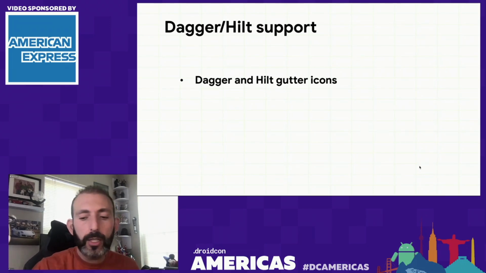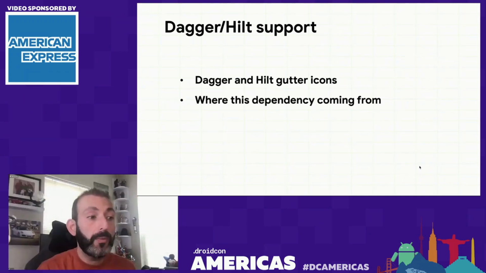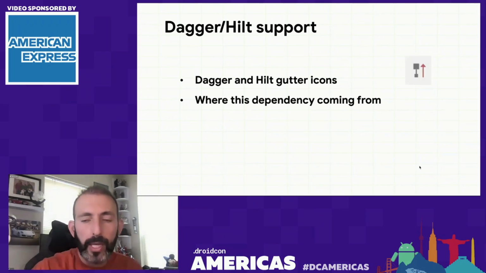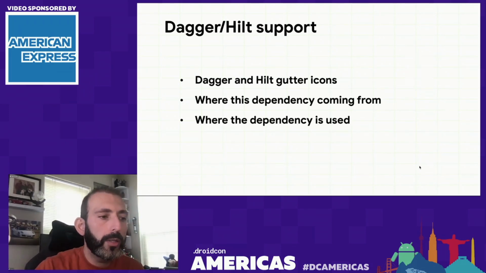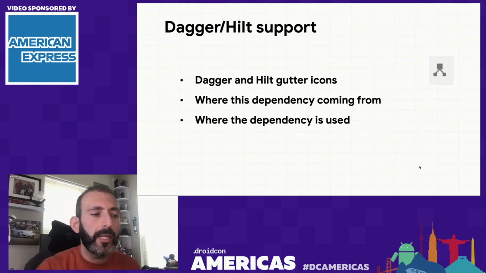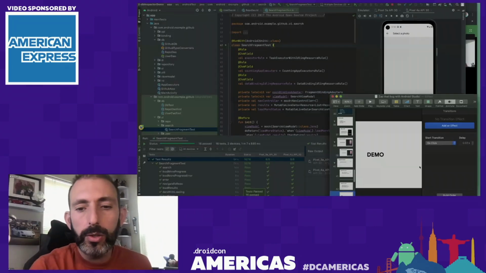If your app uses Dagger or Hilt, you will see these icons. If you want to see where a dependency is coming from, you can click on the icon with the arrow up, and you will see where that dependency is coming from, like this. Or if you want to see where that dependency is used, you can click the tree-shaped icon, and you can see a list of all dependents of this dependency. Again, let's take a look at those in Android Studio.